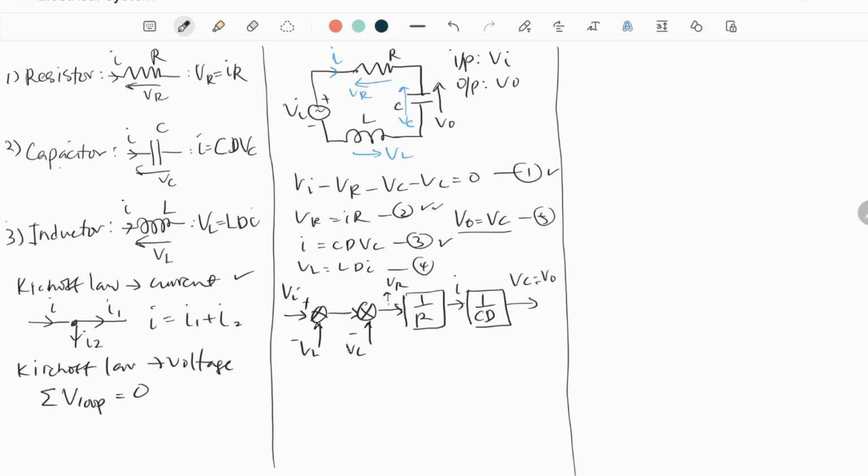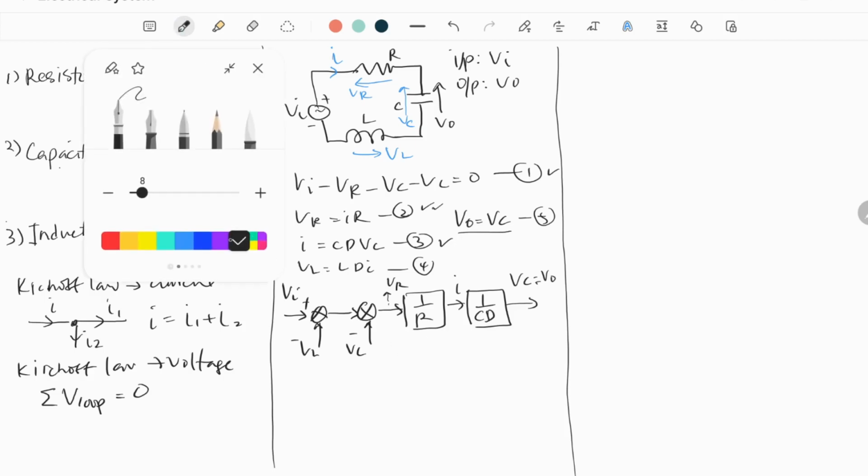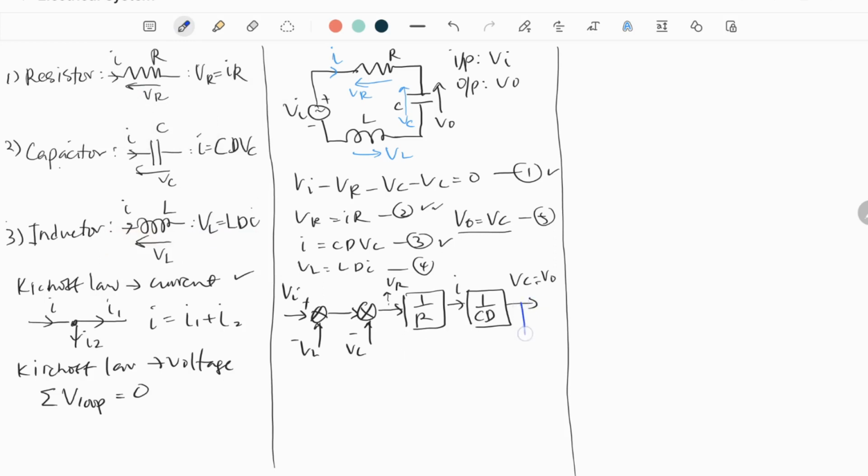Now the remaining two signals should be linked to their sources. This VC is coming from the output down there, and VL is still not being used. Now we use it: you take I and multiply it with L d/dt. You take it from here, and the output should be VL. So this is our block diagram for this electrical system.